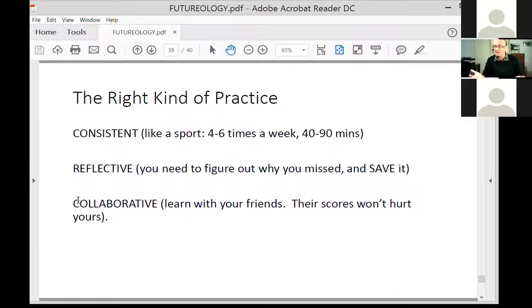When we go to school, we're learning together in a group. The teacher is having the group work together. When we do projects in business, when we get out into the quote-unquote adult world, it's all teamwork. Believe it or not, teamwork is going to help you on this test as well. So again, be consistent, be reflective, and be collaborative. And then beyond that, the sky's the limit.